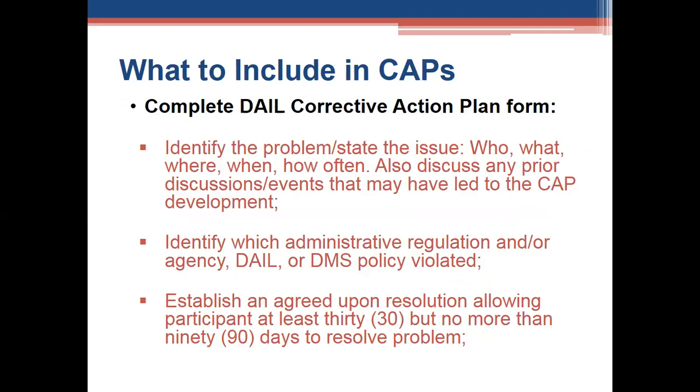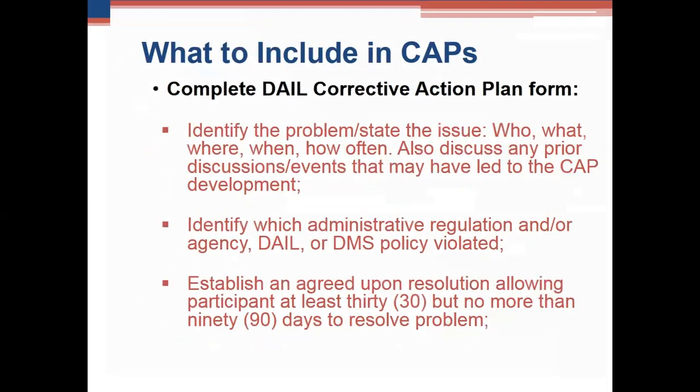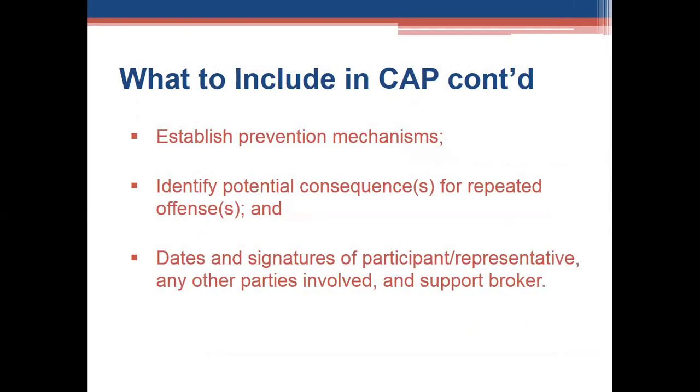It is also important to specify a time frame and give them a chance to comply. You need to allow at least 30 days, but no more than 90 days to resolve the problem. You will also need to establish prevention mechanisms and identify potential consequences for repeated offenses. Repeated offenses and offenders should be recommended for termination. Dates and signatures of the participant or representative and any other parties involved, including the service advisor, support broker, or case manager, need to also be included in the CAP form.